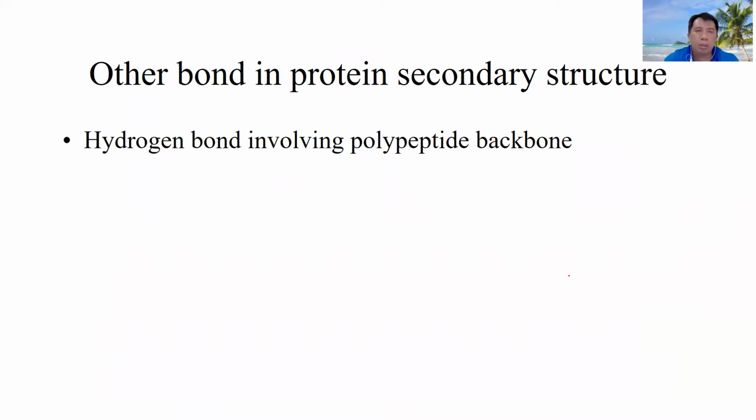We already know that in the primary structure, the amino acids are joined by peptide bonds in a linear sequence. Now this primary structure, the polypeptide, will further coil and fold into a secondary structure. The secondary structure forms by hydrogen bonds only, but these hydrogen bonds involve the polypeptide backbone.